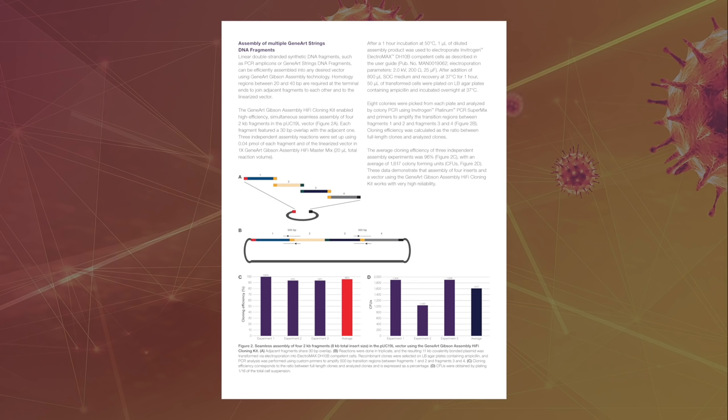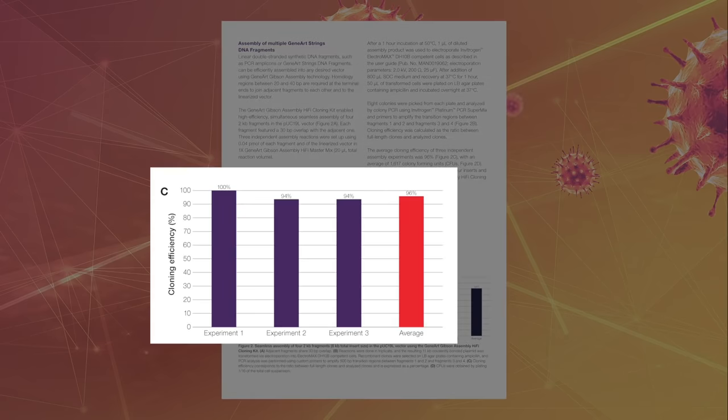To assess the cloning efficiency, reactions were performed in triplicate, and the efficiency corresponds to the ratio between full-length clones and analyzed clones, and is expressed as a percentage, as shown.